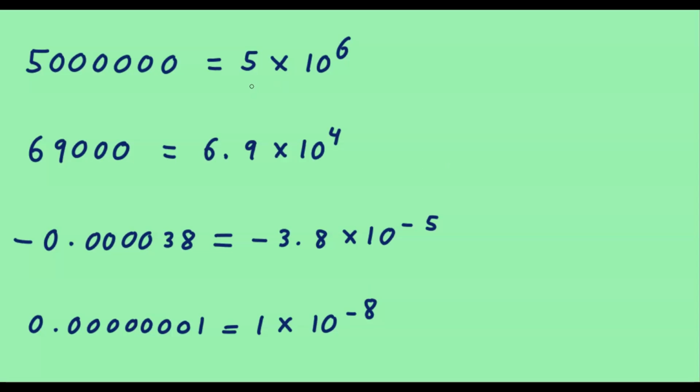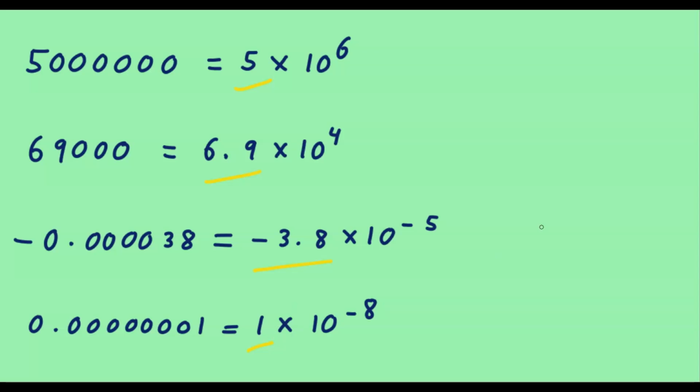Now, let us consider all of the values of a in these expressions. In the first one, the value of a is 5. In the next one, the value of a is 6.9. In the next one, the value of a is -3.8. And in the next one, the value of a is 1.